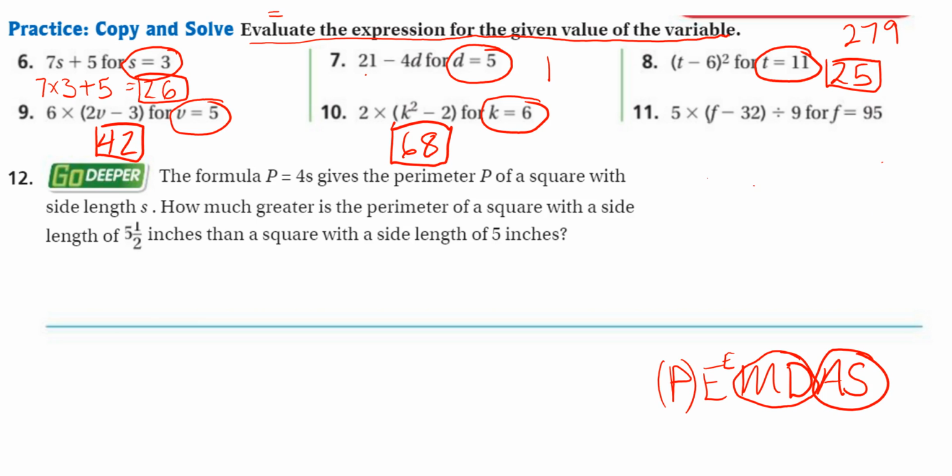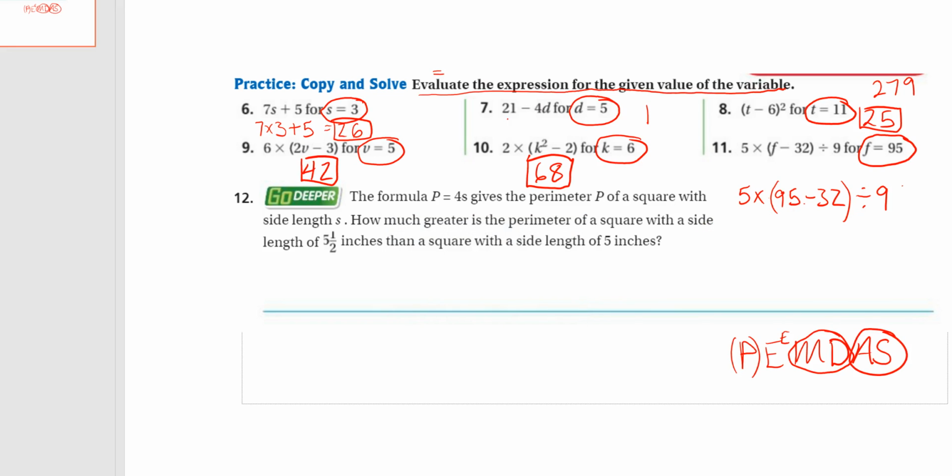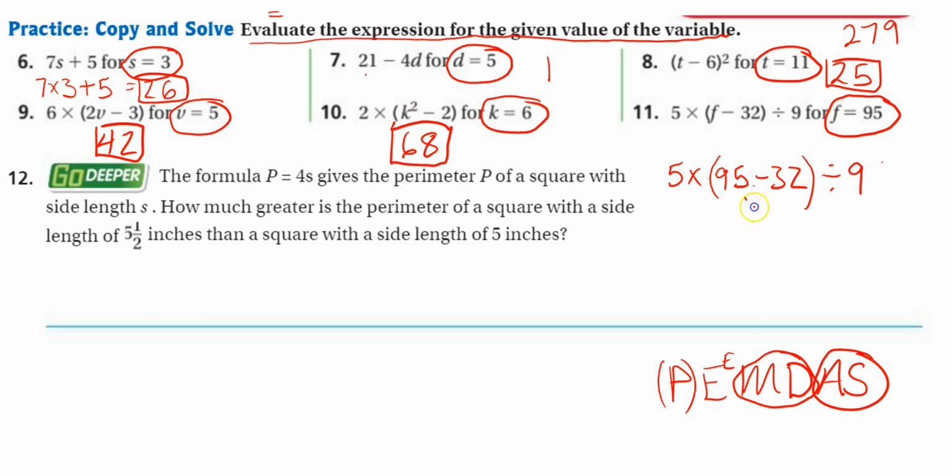Okay. Number 5 says F is 95. So I'm going to rewrite the equation, but wherever I see an F, I'm going to put a 95 instead. All right, order of operations says I have to do parentheses first. So 95 minus 32, it's going to be 63. And then copy my 5 times and divided by 9.